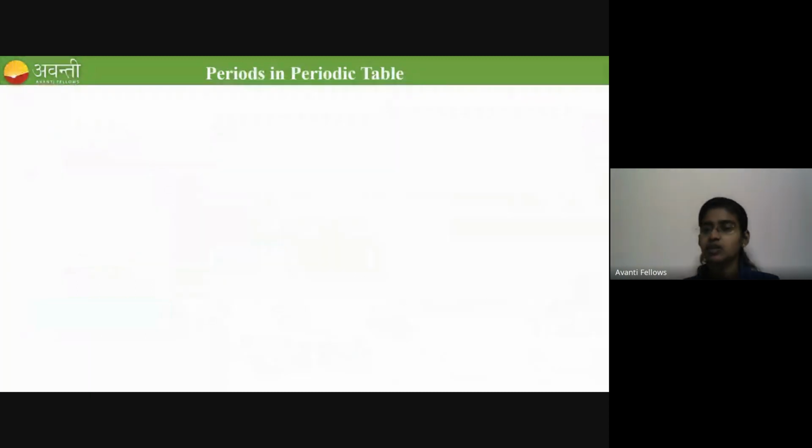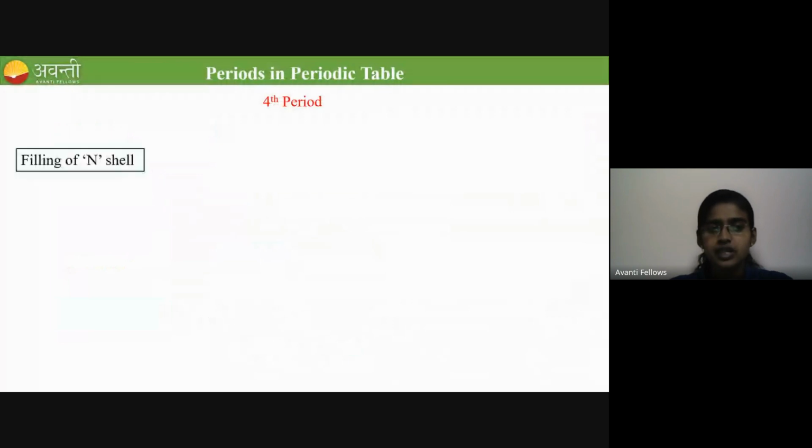So we will go with the next one, the fourth period. The fourth period is the filling of the N shell. So L, M, and now N. Here we have potassium and calcium. For potassium, the configuration is 4s1, and for calcium, it is 4s2.